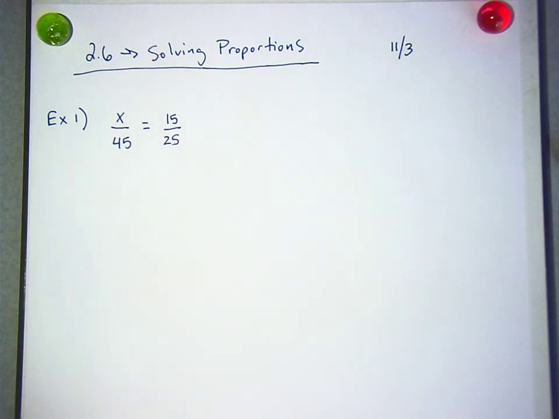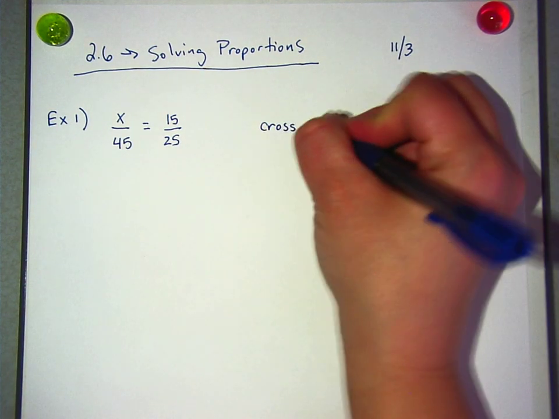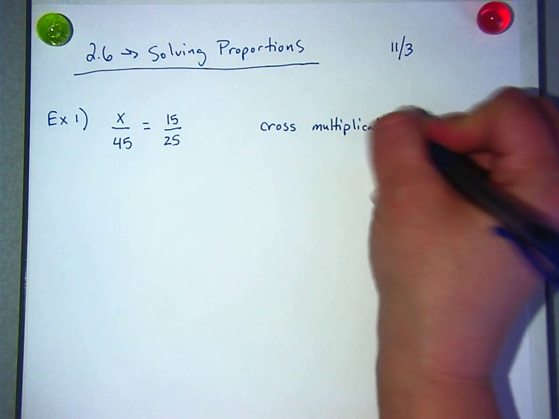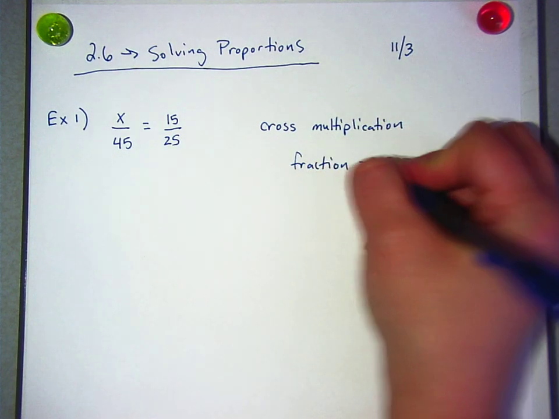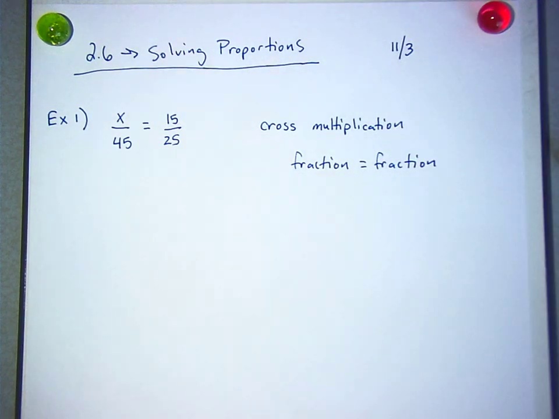Have you ever heard of something called cross multiplication? Okay, so everybody write it down. Cross multiplication only works when it's a fraction equals a fraction. That's the only time to use it. And it's essentially, instead of multiplying by 45 on both sides and instead of multiplying by 25 on both sides, you do it in one step.